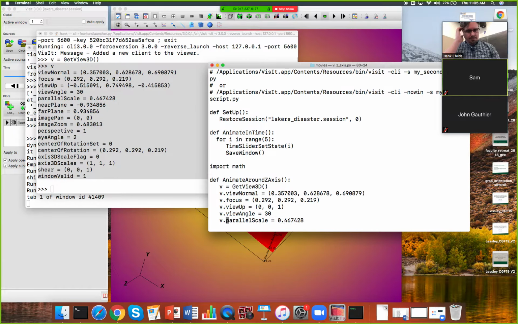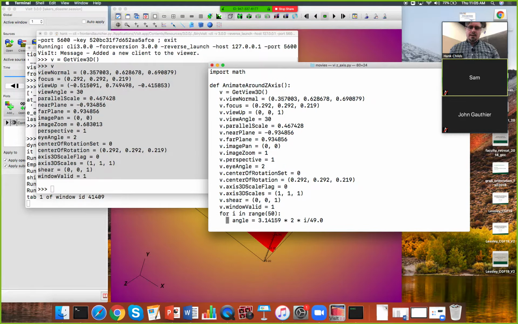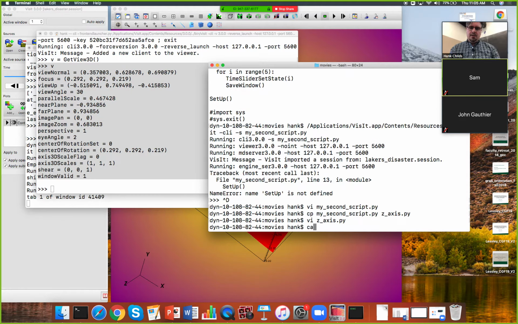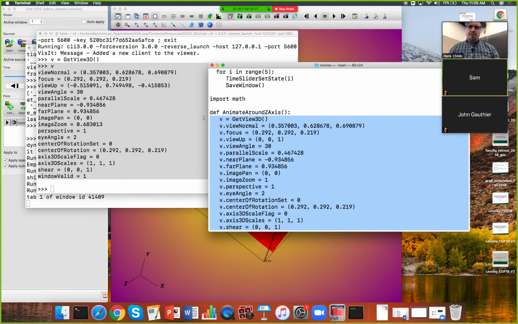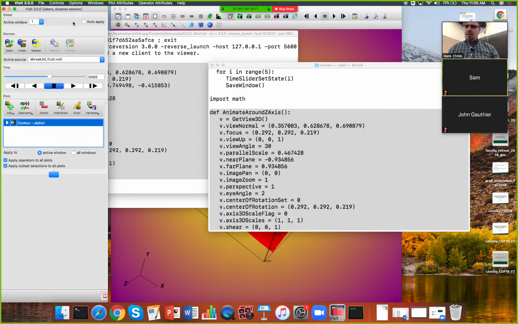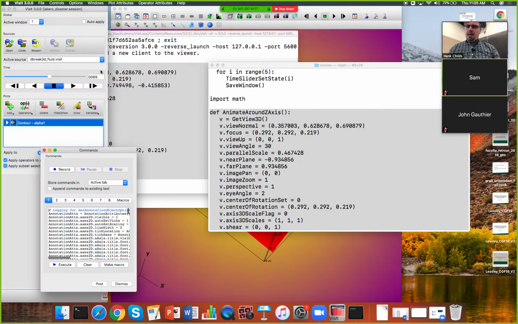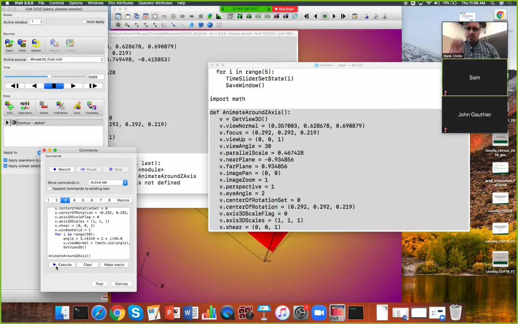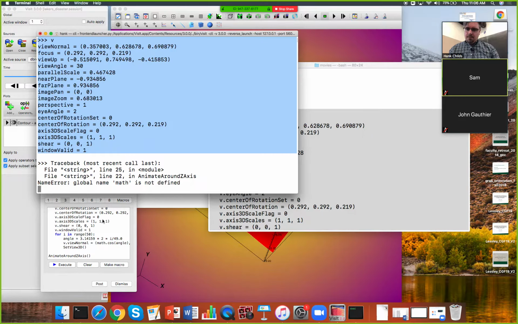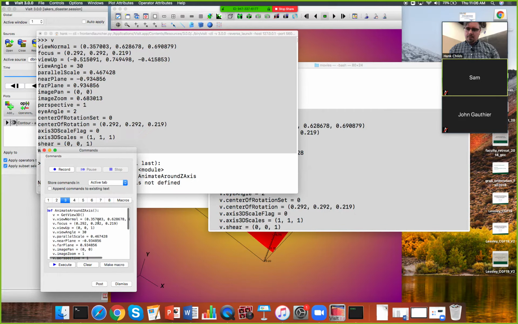So let me just take that, z-axis.py, I'm going to copy this. I'm going to go here, command, and let me just make this be a command. And then I guess that defines the function, I need to call the function. Animate around z-axis, animate around z-axis.